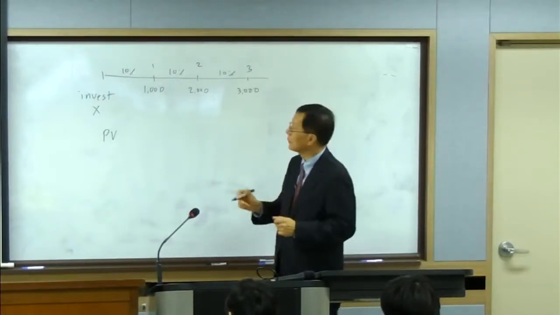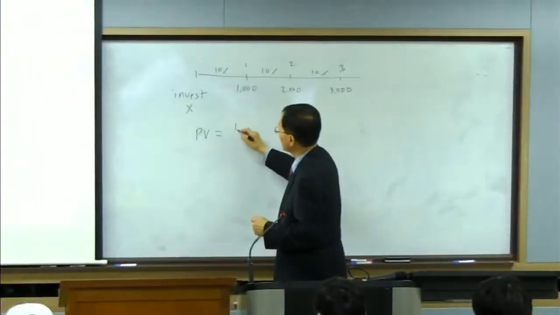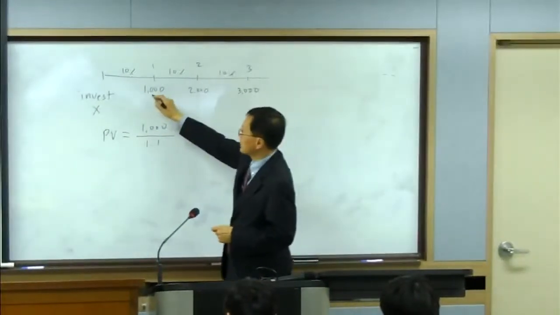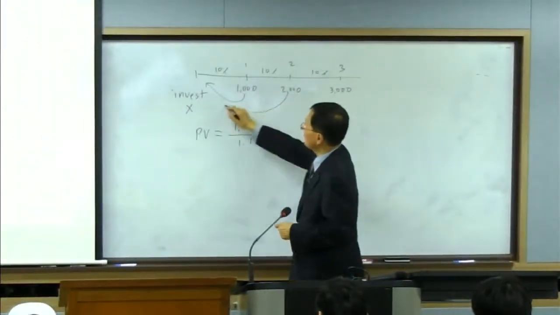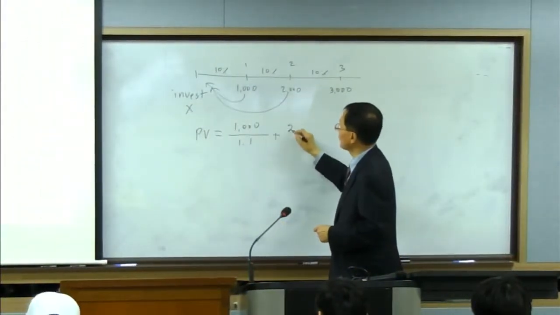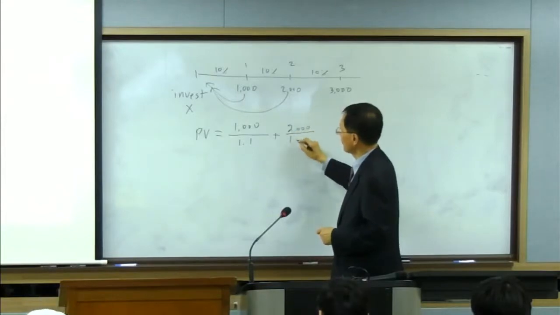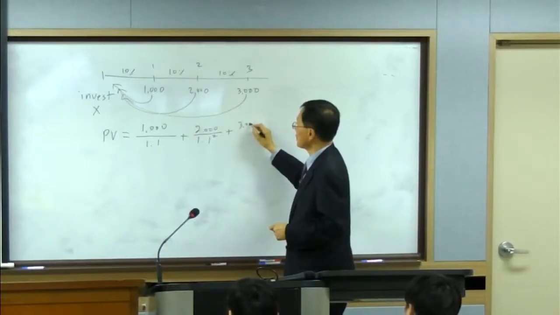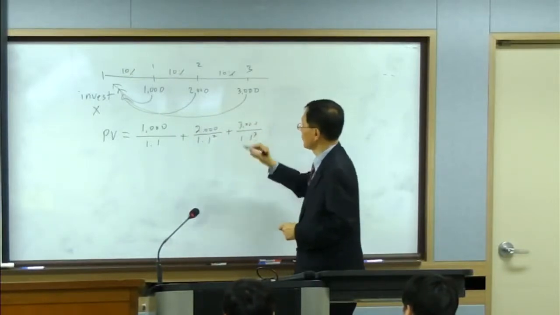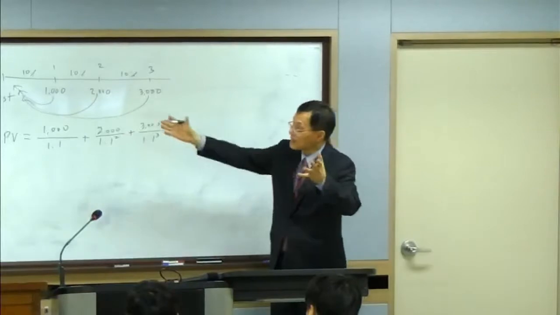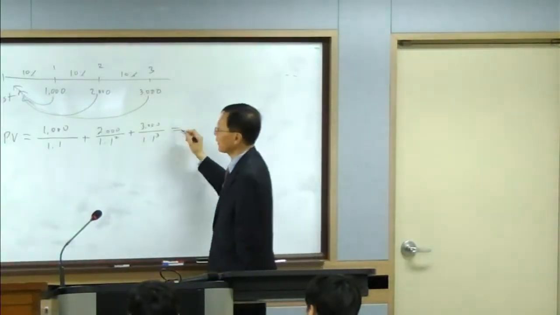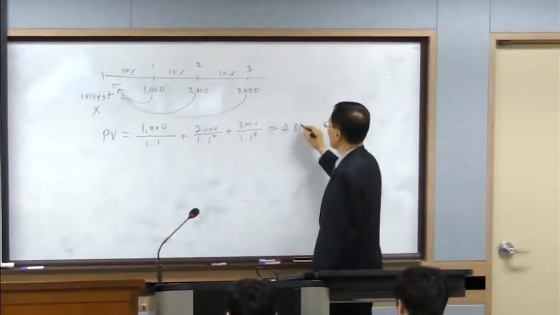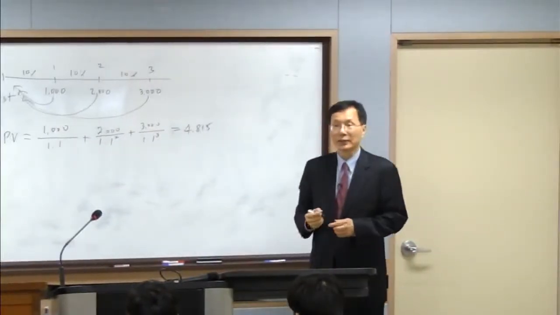You remember? This one is discounted once. And this one discounted twice. And this one discounted 3 times. That's that. Okay. The present value is 4,815. 4,815.